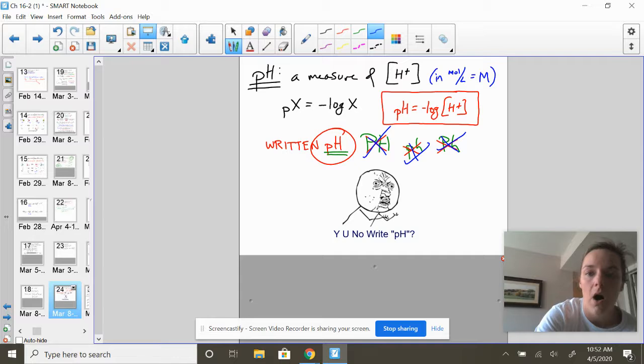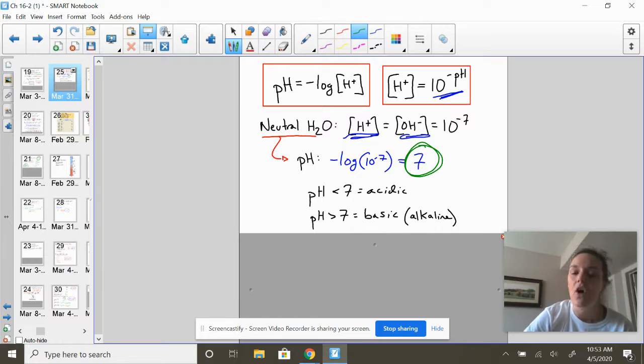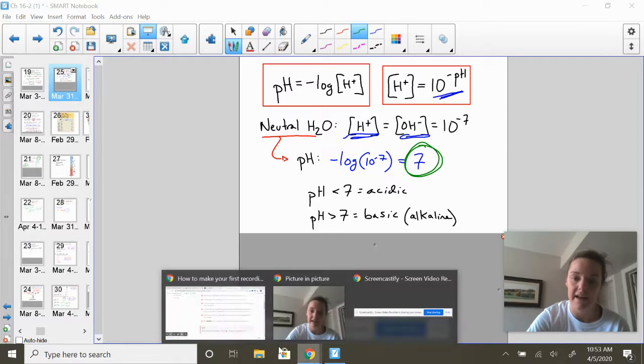All right, so let's move forward here. So pH equals the negative log of the concentration of hydrogen ions. Therefore, the concentration of hydrogen ions is going to equal 10 to the negative pH. So in neutral water, we know that the concentration of both those ions is equal to 10 to the negative 7. So the pH then is the negative log of 10 to the negative 7th, which is 7. And I'm sure you've seen that before. This is a neutral pH. Anything below 7 is going to be acidic. Anything above 7, therefore, is going to be basic.